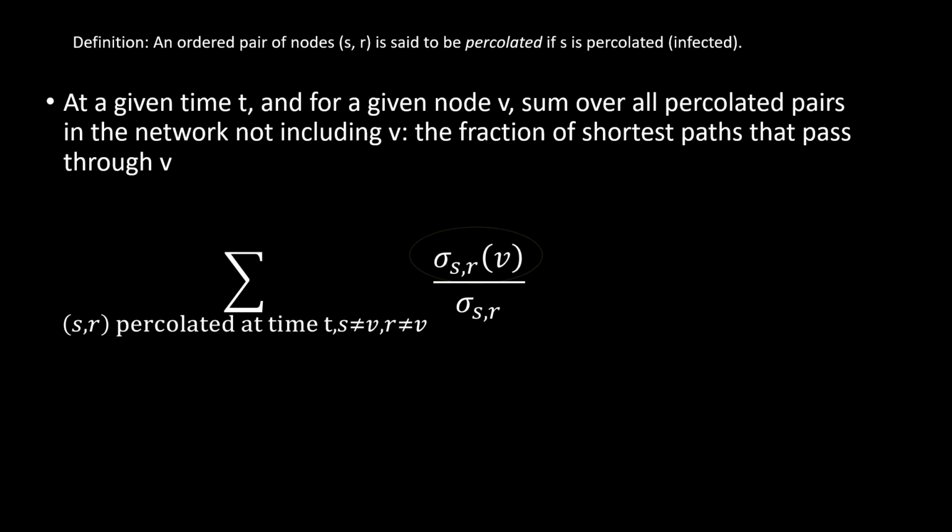In our formula, sigma sub SR of V is the number of shortest paths from S to R that pass through V, while sigma sub SR is the total number of shortest paths from S to R. We'll call the result of our sum C of V, t, for centrality of V at time t. This is not yet the true percolation centrality, but it's very close to it, and you can see how it's based on our intuition from earlier about important nodes intercepting many percolated paths.